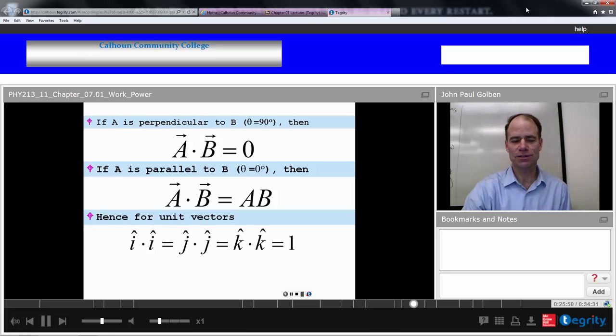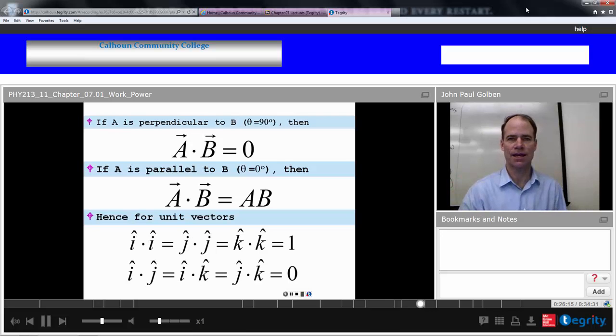Hence, if you had the dot product between unit vectors and themselves, they have everything in common. So a unit vector i dotted with a unit vector i would be magnitude 1 times magnitude 1 times cosine of 0, which is 1. So the dot product of a unit vector with itself is 1. Same thing for j dot j and k dot k. The dot product of any unit vector with any other unit vector is 0, because they're mutually perpendicular. There's always going to be a cosine of 90 degrees in there, which gives you 0.